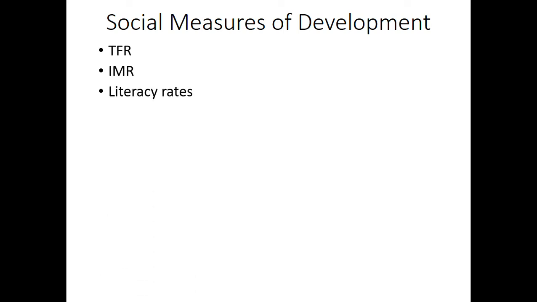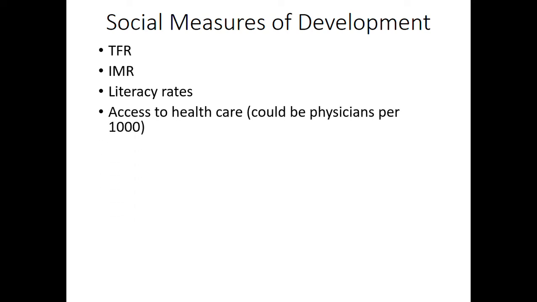Literacy rates are a big factor. How many people, or rather what percent of your population can read? Obviously, you want that to be higher. Access to health care could be measured a whole bunch of different ways, but one common way that the CIA World Factbook measures it is access to doctors, or number of doctors per 1,000 people. The more doctors you have per 1,000 people, the better, of course.